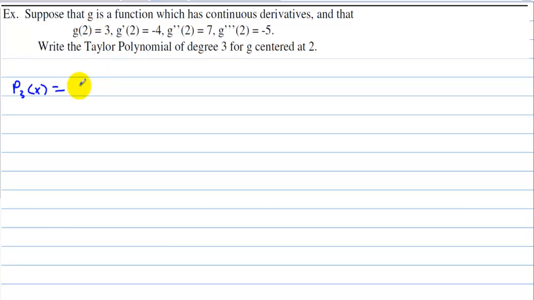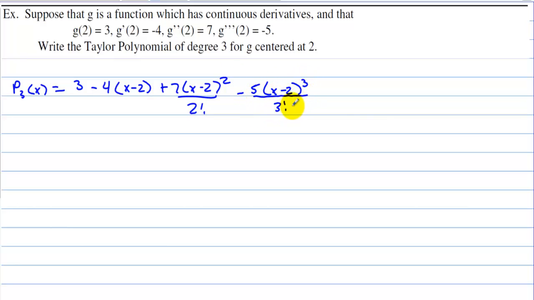And we know that g of 2 is 3. And then we have minus 4 times x minus 2. So here's your 0 factorial. Here's your 1 factorial. Plus 7 times x minus 2 squared over 2 factorial. And then finally we have minus 5 times x minus 2 to the third over 3 factorial. And so there's your Taylor polynomial of degree 3 centered at 2.